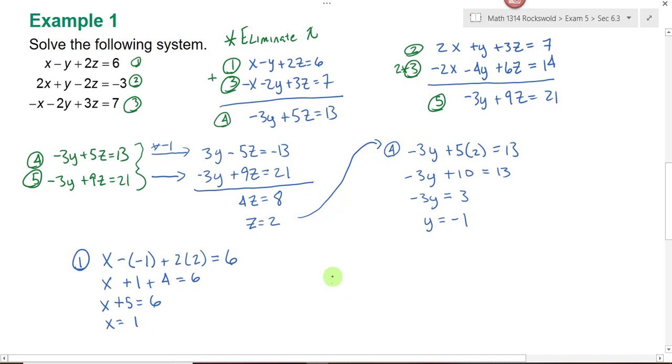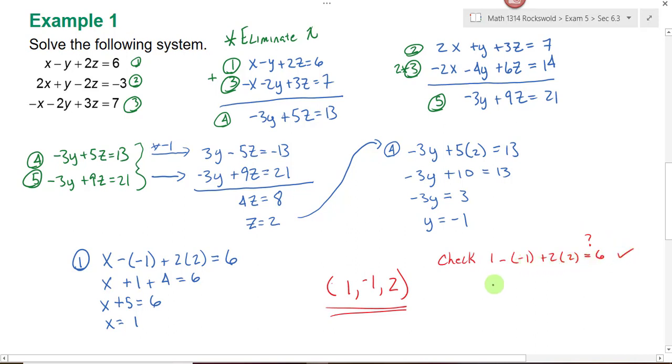That means that my final answer will be the ordered triple: 1 for x, negative 1 for y, and 2 for z. And if we take these numbers and plug them into any one of these equations, I must get a true statement. Let's check one right fast. So if I plug in a 1 here, that would give me 1 minus a negative 1 plus 2 times 2 equals 6. And I want to know if this is true. Well, that's 1 plus 1 is 2 plus 4 is 6, and that works out.